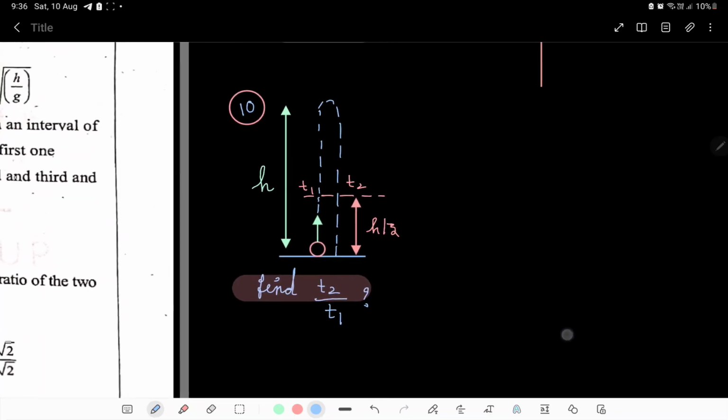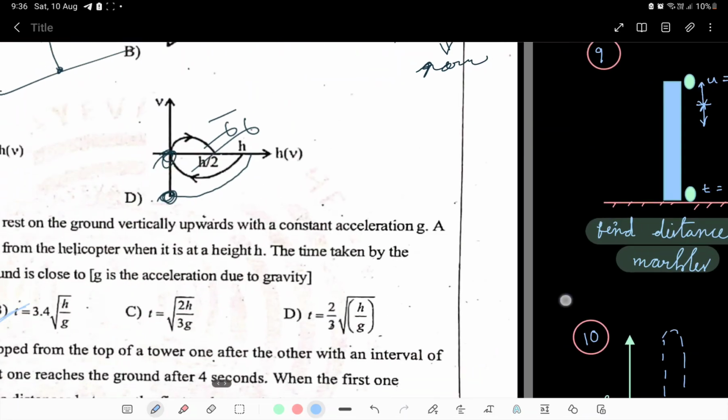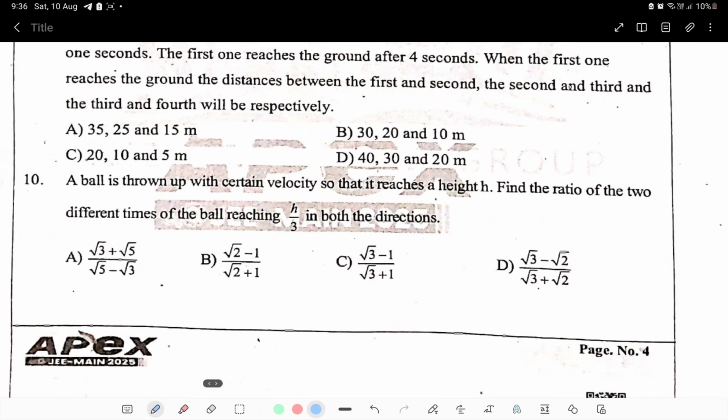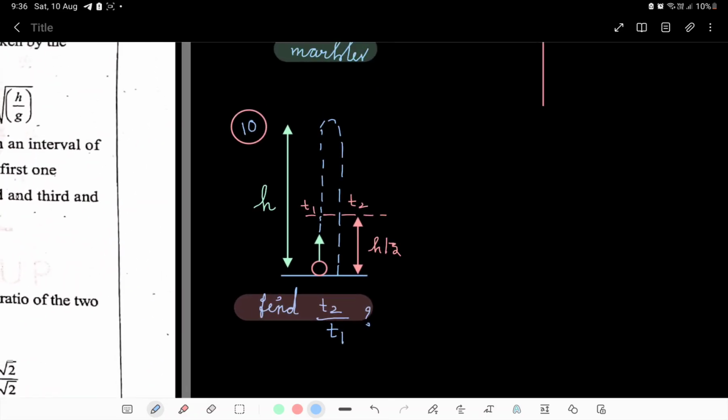Question number 9 is easy. Question number 10: a ball is thrown with a certain velocity so that it reaches a height h. Find the ratio of the two different times of the ball reaching h/3 in both directions. It's also a previous year question. So let's say in both cases the height is h/3.